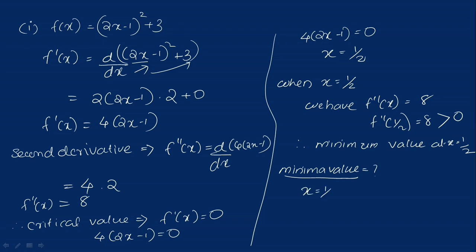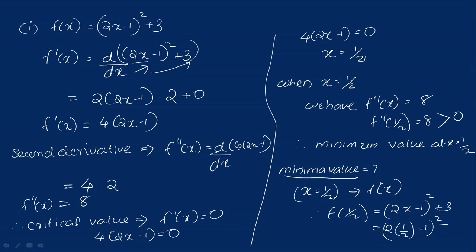So we go back to the equation of f of x, that is (2x minus 1) whole square plus 3. So what is f of 1 by 2? Instead of x, we put 1 by 2, that is (2 into 1 by 2 minus 1) whole square plus 3. 2 into 1 by 2 minus 1 whole square is 0, and plus 3, only 3 remains. So the minimum value is 3 and there is no maxima for the question.